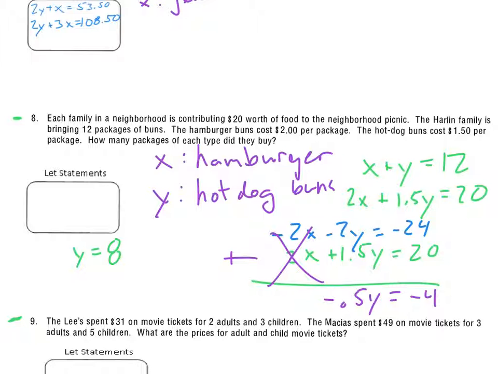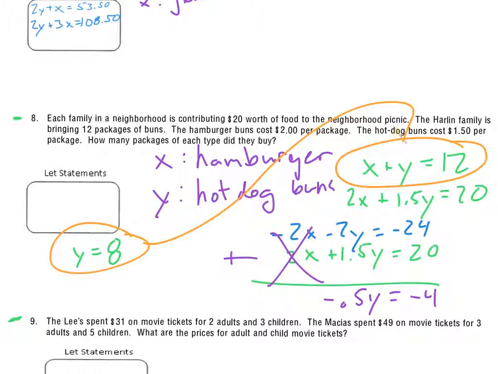So we know I have 8 packs of hot dog buns, but we also need to know how many hamburger buns we have. The easy part is that I can look over here at this nice easy x plus y equation, and I'll plug in y equals 8. So x plus 8 would have to give me 12. So I know my x would have to be 4. So x equals 4. We have 4 packs of hamburger buns and 8 packs of hot dog buns. And that answers our question.